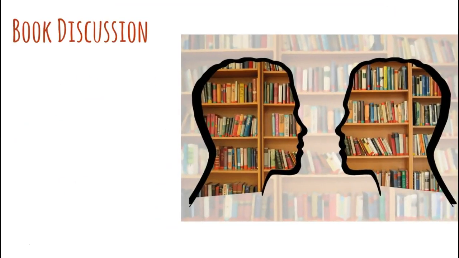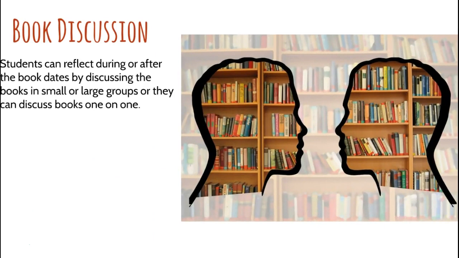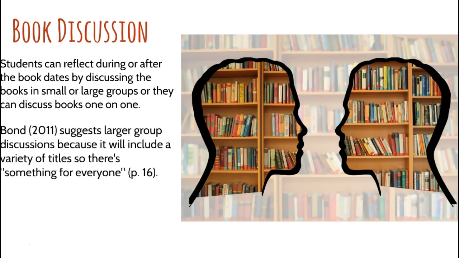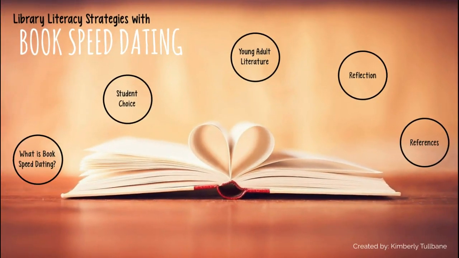And then the other option is to do a discussion. Students can reflect during or after the book dates by discussing the books in small or large groups, or they can discuss books one-on-one. Bond suggests larger group discussions because it'll include a variety of titles, so there's something for everyone. So overall, that's what I have for you for book speed dating.